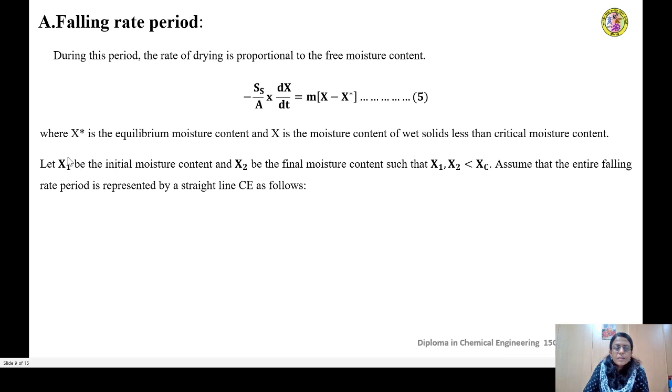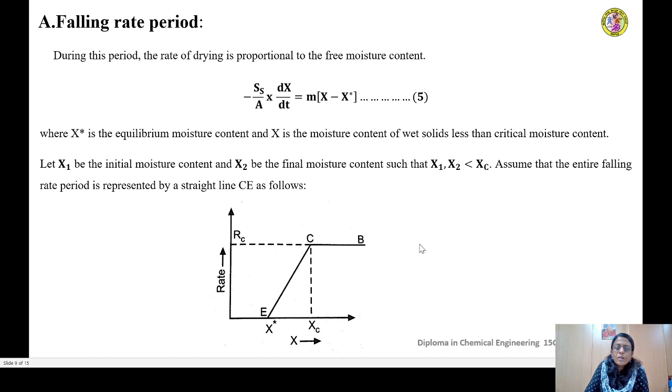Okay, so let x1 be the initial moisture content and x2 be the final moisture content such that x1, x2 are less than xc. Since we are finding the rate within the falling rate period, we have to assume the initial and the final moisture content to be less than the critical moisture content, because it is at the critical moisture content that the rate starts reducing from being constant during the constant rate period. So assume that the entire falling rate period is represented by a straight line CE as follows.